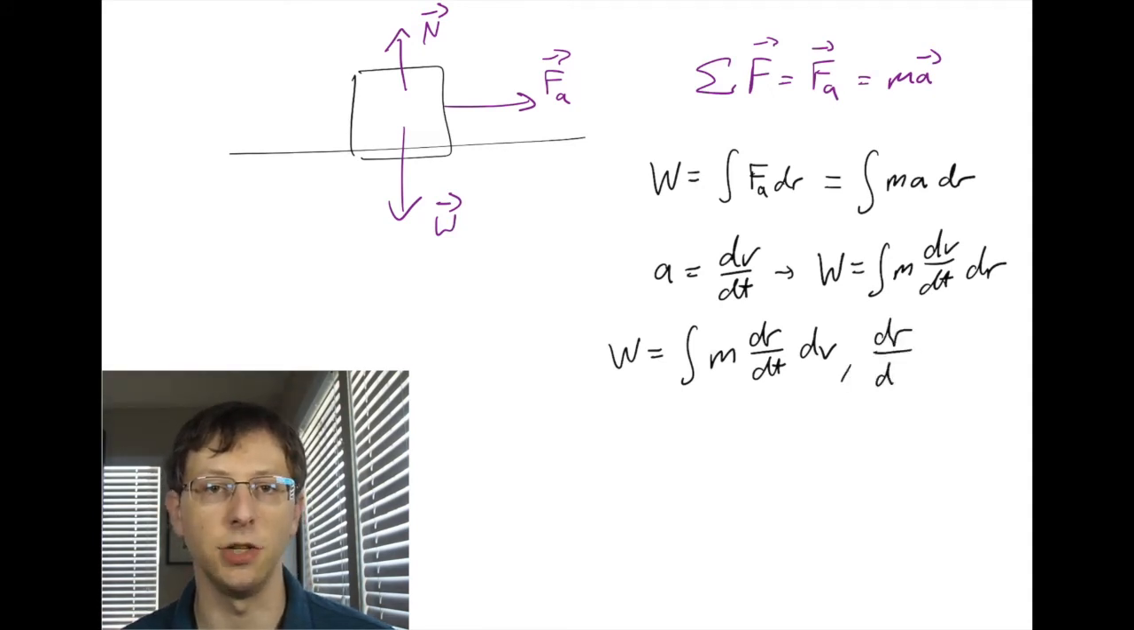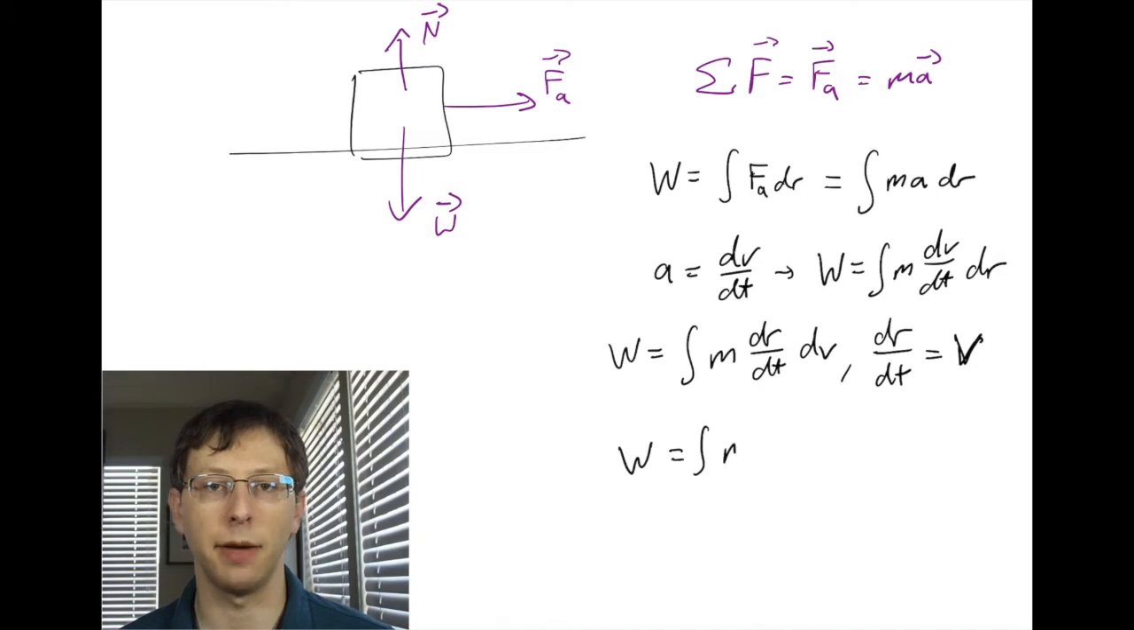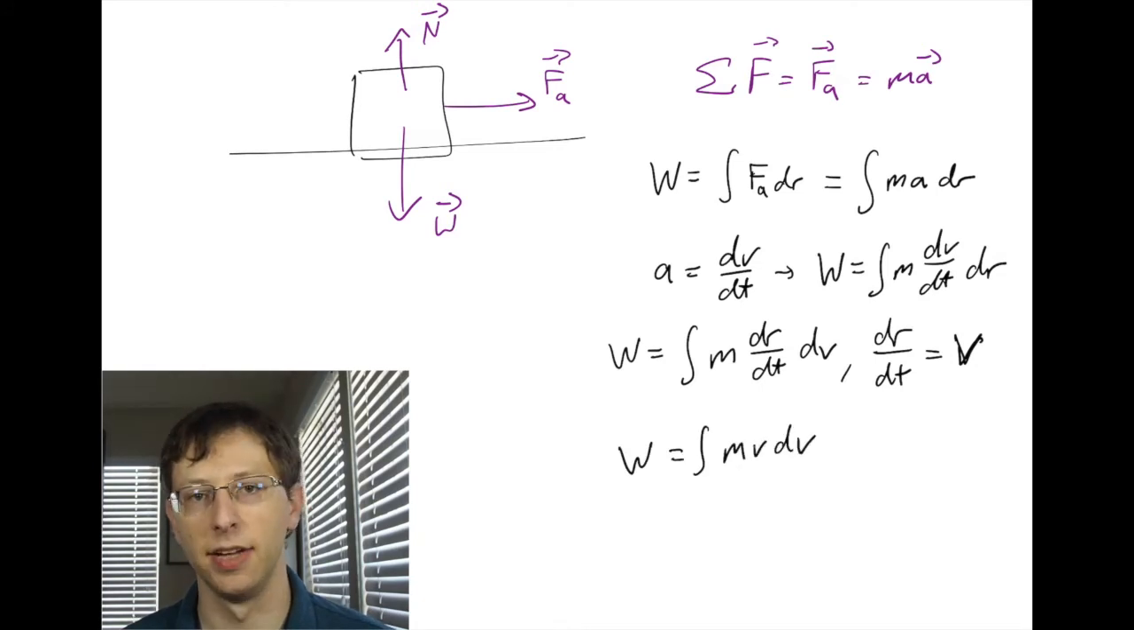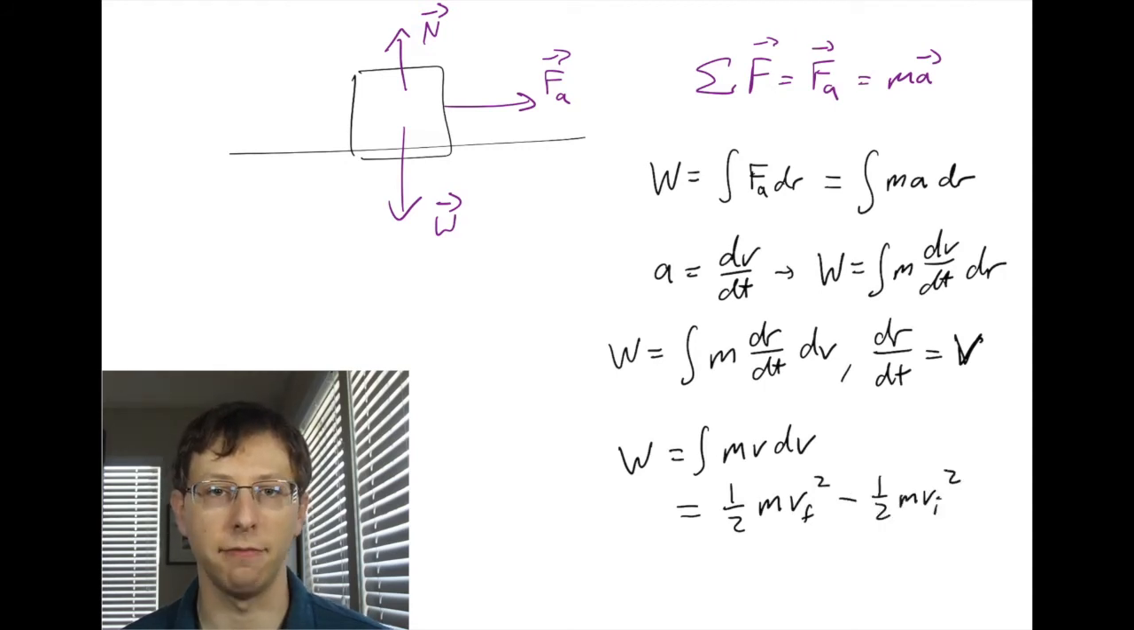dr/dt is equal to the velocity v. So this integral is now: the work is equal to the integral of m times v times dv. And this is a straightforward integral. It's just linear in velocity, so that becomes v squared when you integrate. When we do this integral, we want to integrate from the initial velocity to the final velocity. So the work is equal to 1/2 m v final squared minus 1/2 m v initial squared.